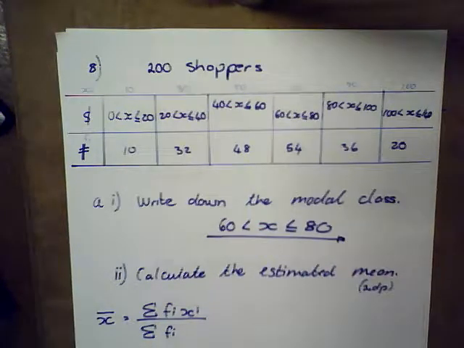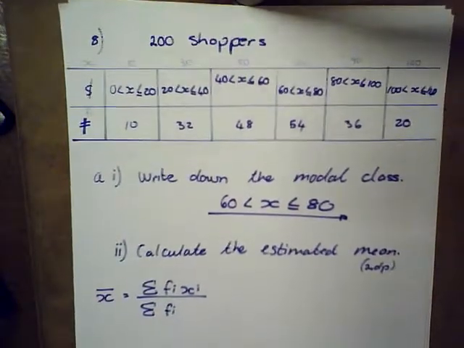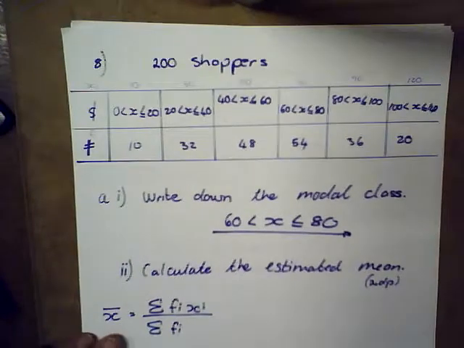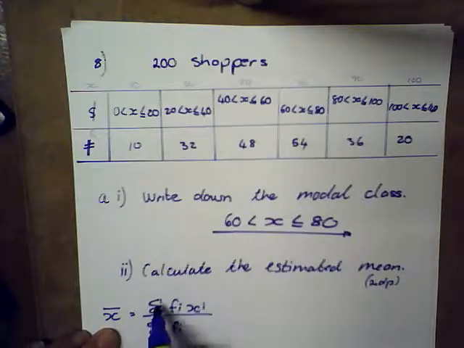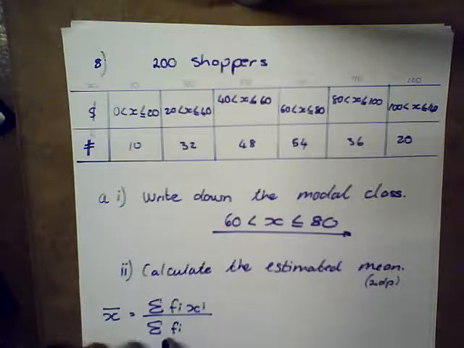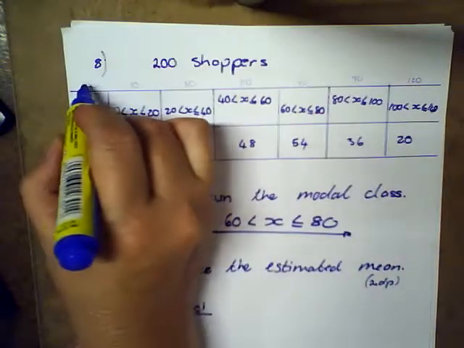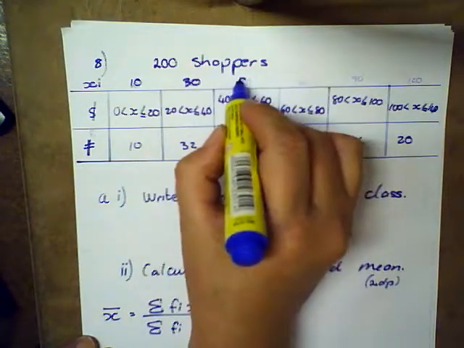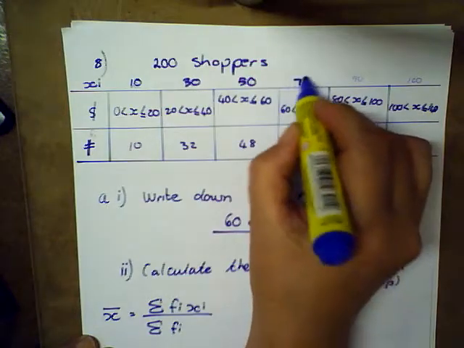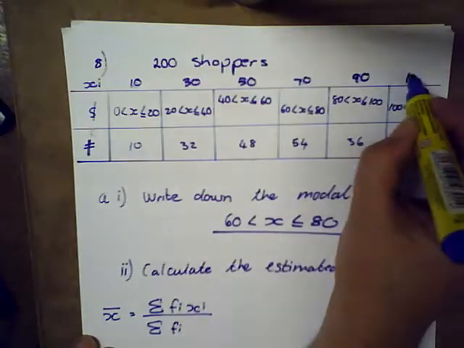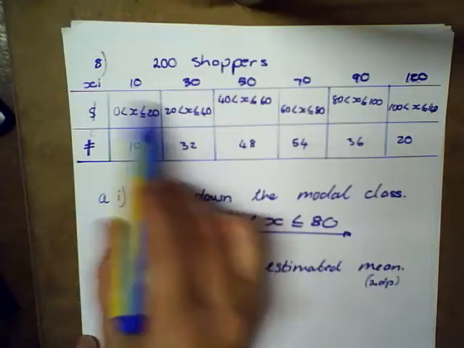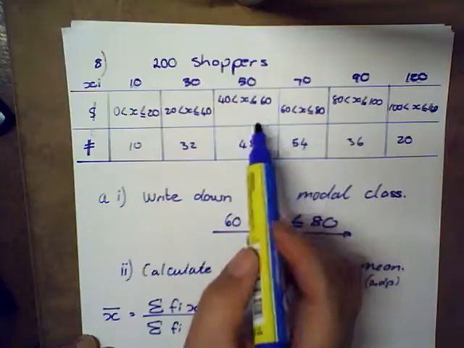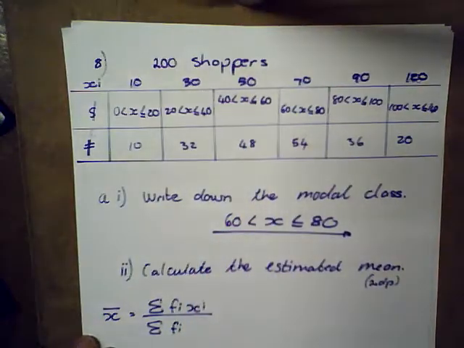Okay, so that group would be my modal class. The next one is calculate the estimated mean. So estimated mean is x bar, and it's the sum of fi xi over the sum of fi. So I've just started there to write down what would be the mid-class value of each one of those groups. So the mid value there would be 10, the mid value there would be 30, the mid value there would be 50, and so forth.